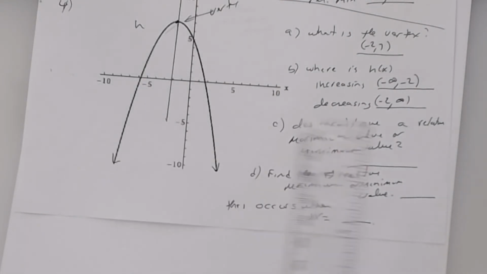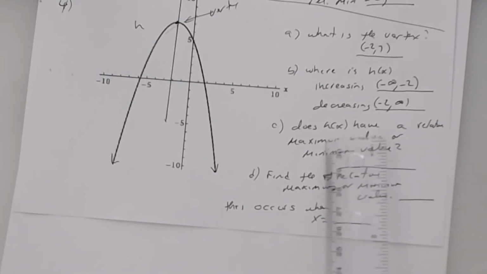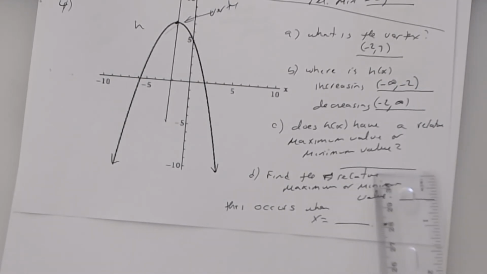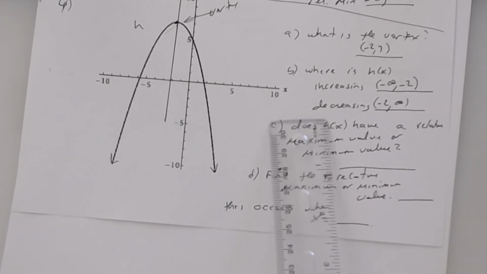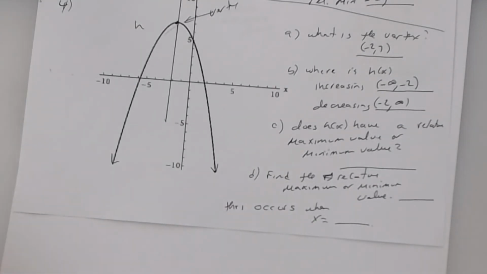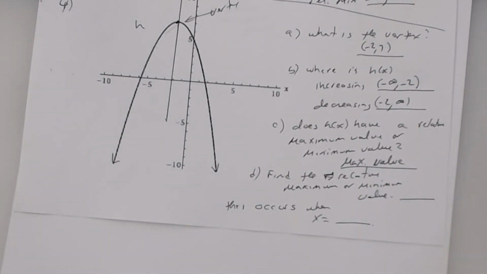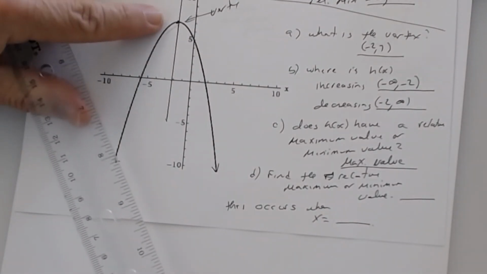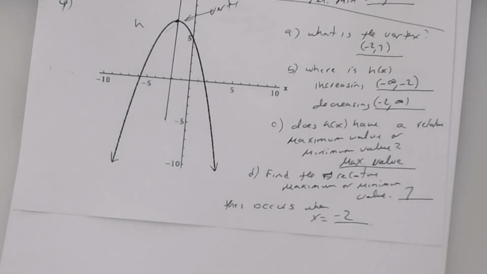Now the new stuff is this. Does h of x have a relative maximum value or minimum value? There's not a yes or no. I read it wrong. Does h of x have a relative maximum value or minimum value? Maximum value. So maximum value goes in here. Find the relative minimum or maximum value. So what's that maximum value? 7, right? This occurs at x equal what? Negative 2. So this occurs at x equals negative 2.